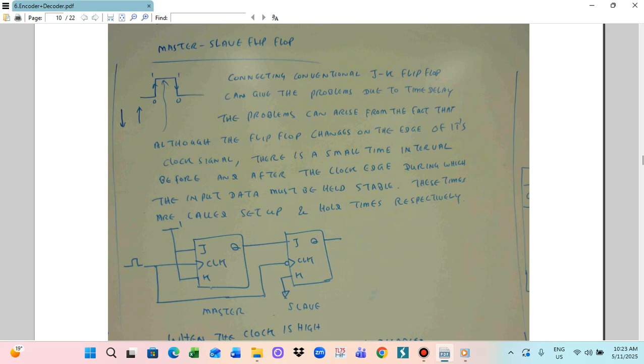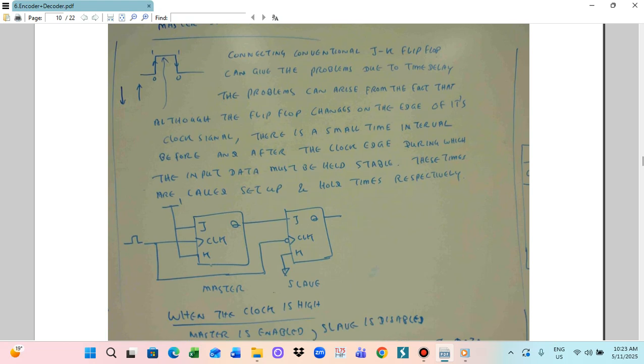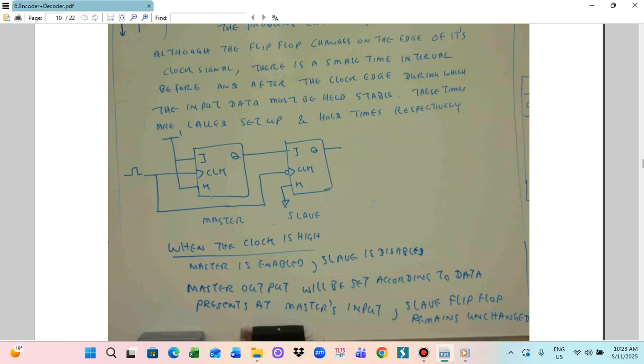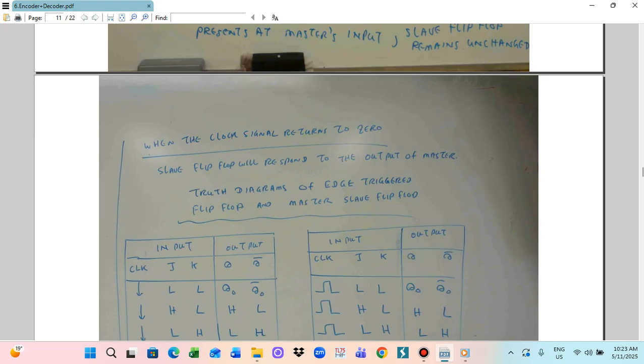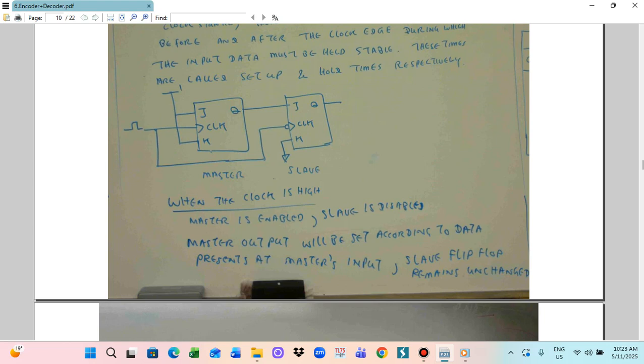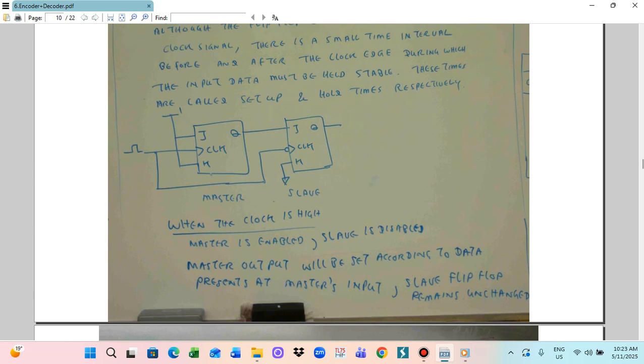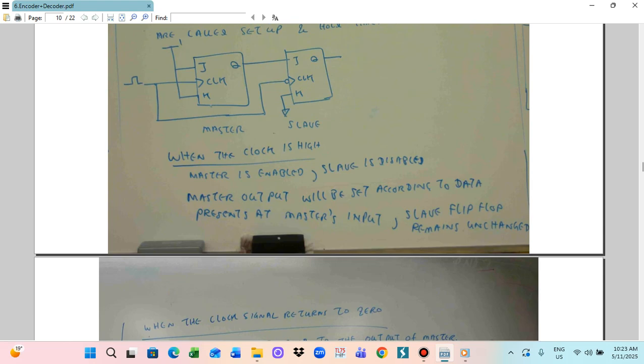unchanged. When the clock signal returns to 0, then the slave flip-flop will respond to the output of the master. Only the slave will respond to the output of the master when the input clock signal is 0. This means that the slave's function is that, depending on the input signal, it only allows the master's input to produce output, and only the slave will perform its function when the clock signal returns to 0. So this is the master-slave flip-flop. Then, in the master-slave flip-flop, we also, I will draw it up.